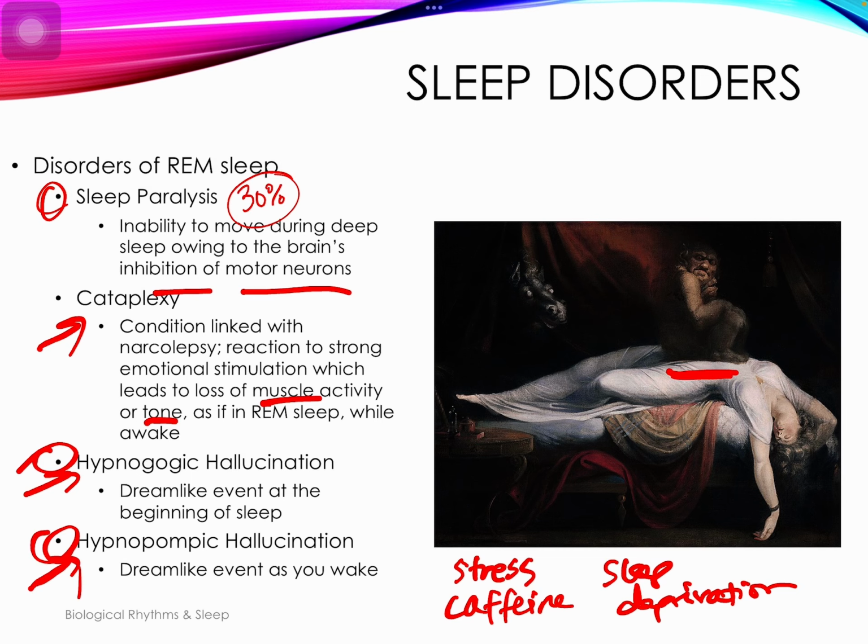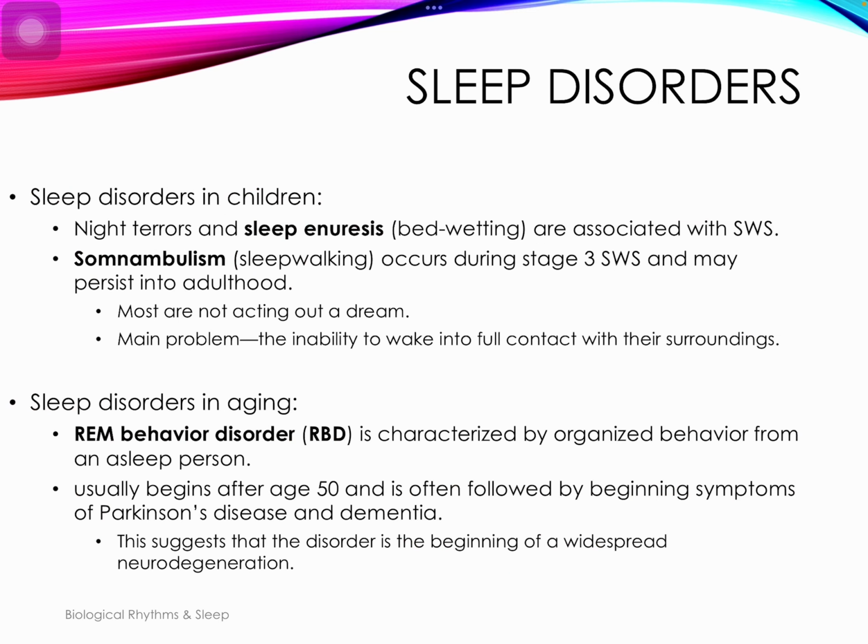But again, these are not necessarily indicative of a serious problem, but you do want to make sure that you're reducing some of these things to try to reduce the frequency. Now, in children, we typically see night terrors, and we see that children do tend to grow out of those. We also see sleep enuresis, or bedwetting. Those are associated with slow wave sleep, that really deep sleep.